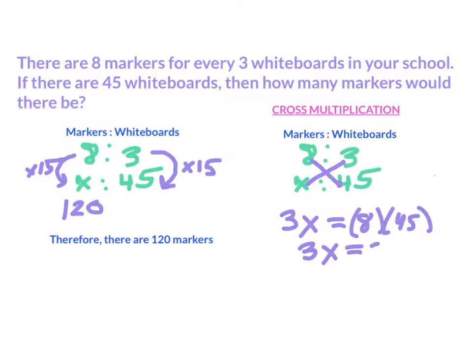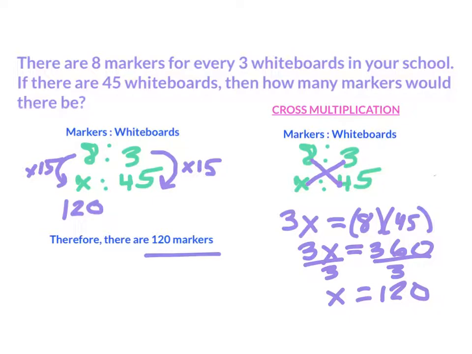So then we get 3x equals 360, and we divide each side by 3, and we get our final answer as x equals 120. So we get the same answer, 120 markers, but it was a different way of doing it using cross multiplication.